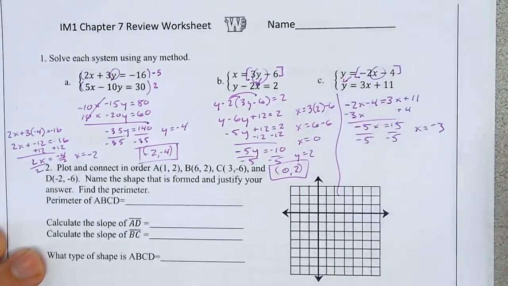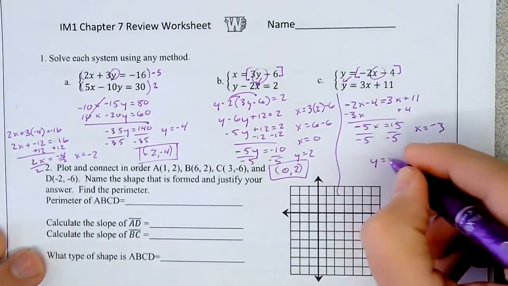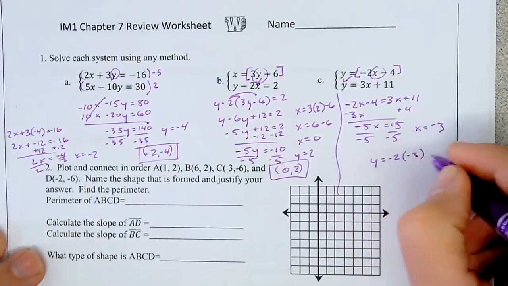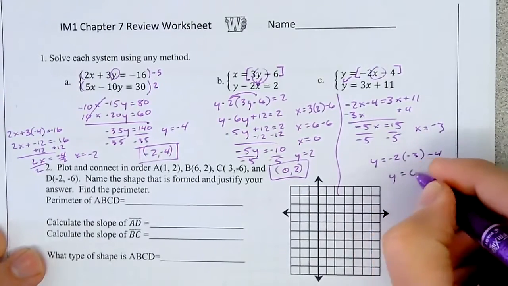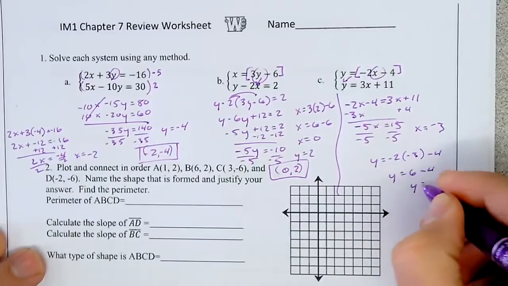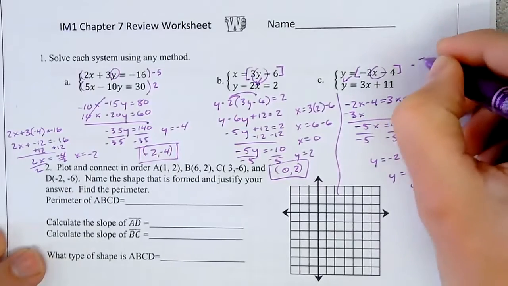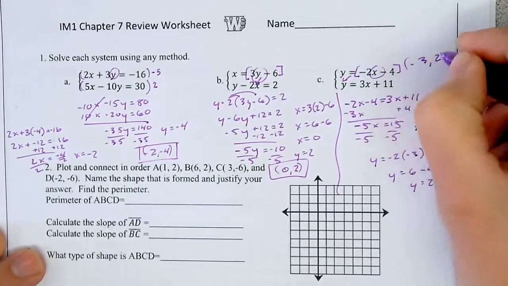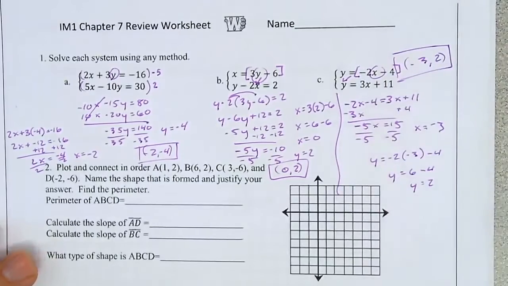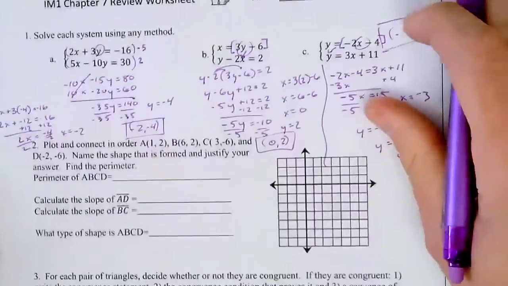Plug that back in. y equals -2 times -3 minus 4. y equals 6 minus 4. y equals 2. So I get -3/2 for that one. Okay, if you get some random weird number that's not a whole number or even a half of a number, you probably did something wrong.